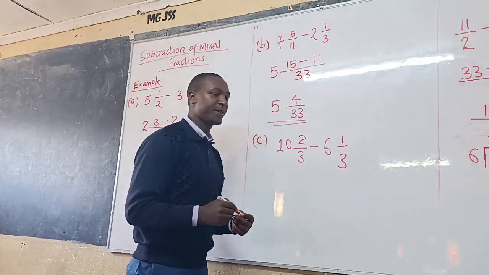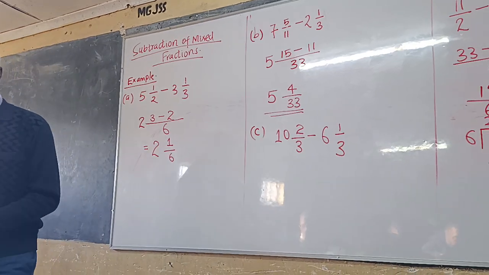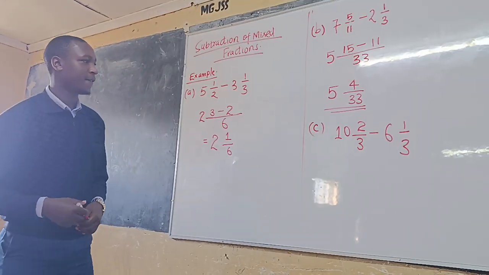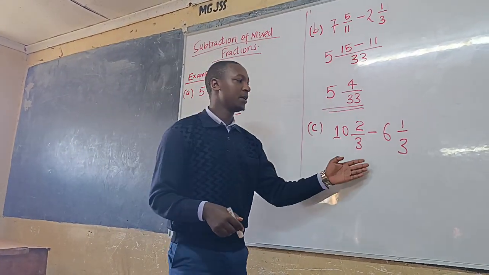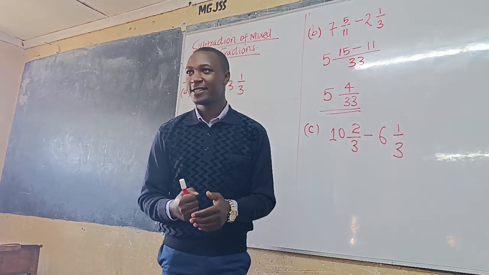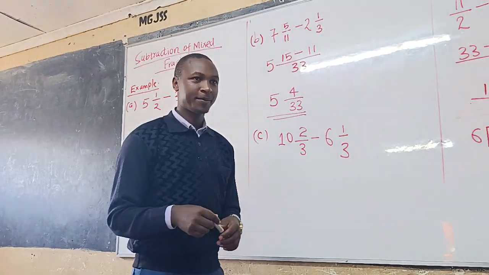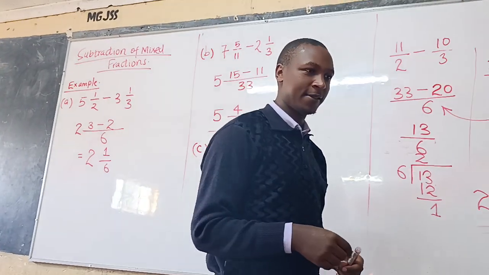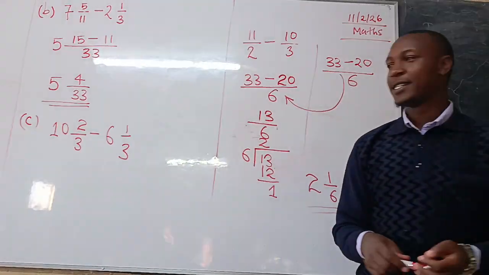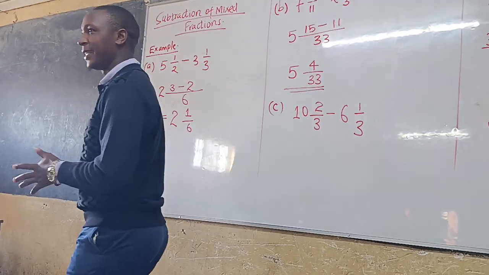I want to see the first one to finish this, as I mark. 10 whole 2 over 3 minus 6 whole 1 over 3. Who has it? This is very easy. Very easy. 10 whole 2 over 3 and 6 whole 1 over 3.